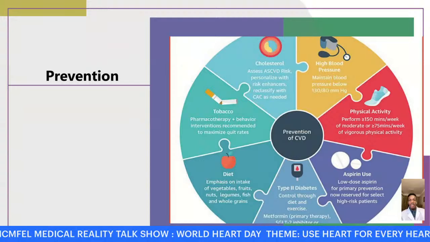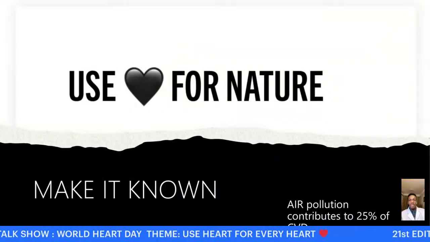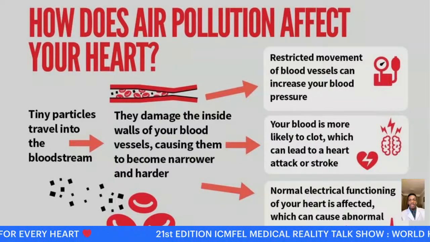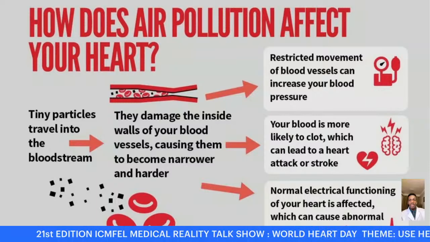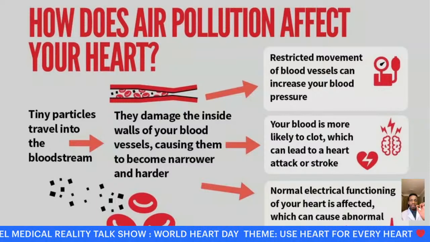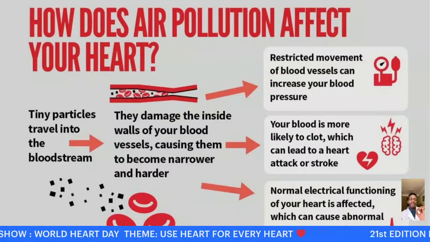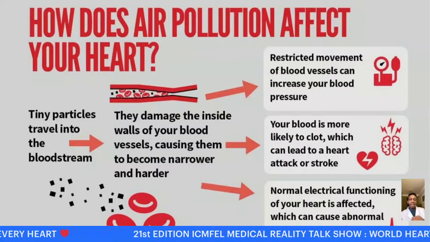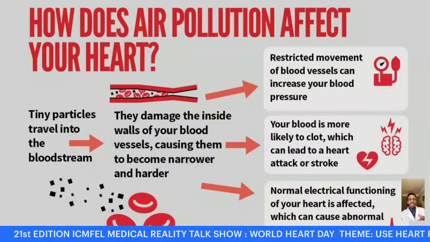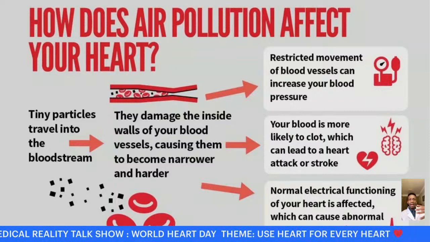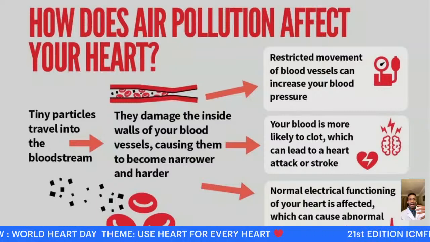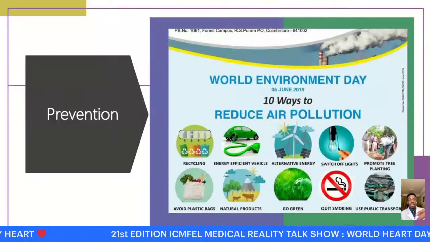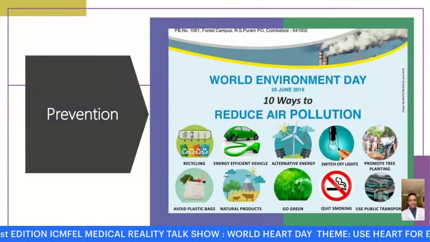So if you go next, you will see that there is a second heart, which is the heart for nature. It wants to remind us that CVD, or cardiovascular disease, comes because of air pollution. Air pollution goes into the bloodstream, as you can see in the graph. And when it travels, it somehow restricts the movement of our blood vessels. There are a lot of problems with the heart, the head, and all that stuff.